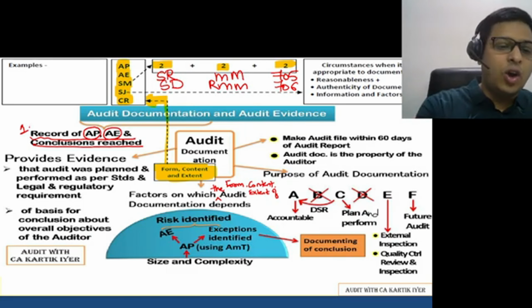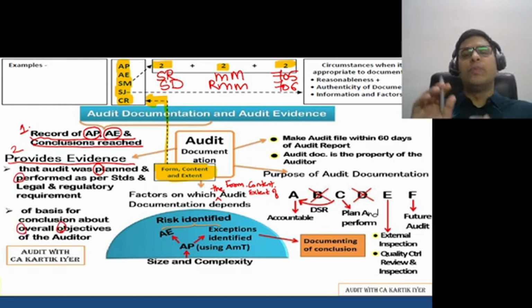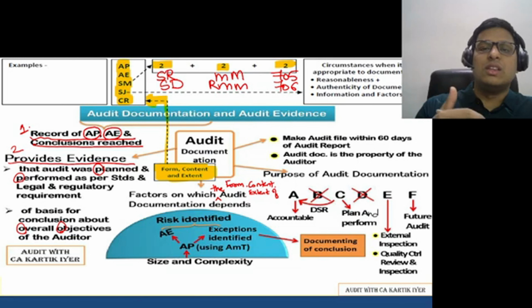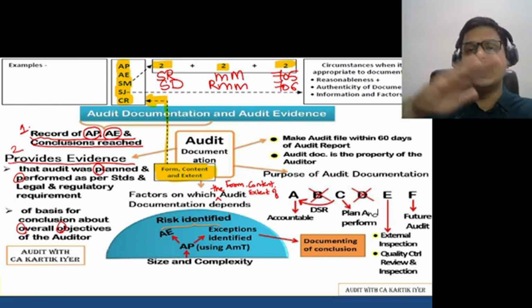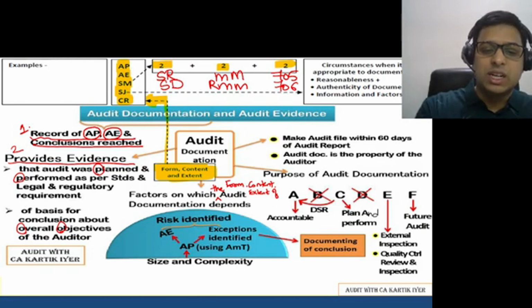Now, the second area is the audit documentation provides evidence regarding which matter. If you remember clearly, it was PP and OO. So when you maintain your audit documentation, that is your own notes while doing the audit, it provides evidence that the auditing you have done is planned and performed as per your standards and regulatory and legal requirements, that you know very well as SARL. And also it provides a basis for conclusion for your overall objectives of auditing. So the fact that you have reached the RA level, you get a proof of it here. It is a proof that you did your auditing properly and you reached your overall objectives of the auditing. Simple.